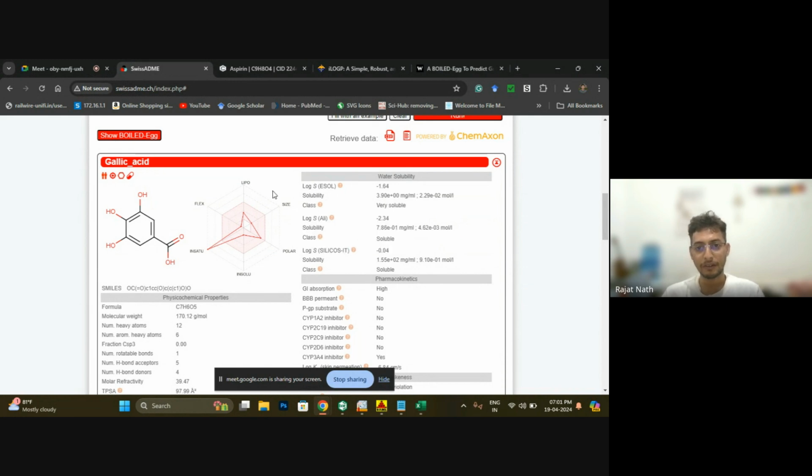According to the algorithm given by Ali, this compound is also showing soluble. According to the algorithm given by Silicos-IT, the compound is also showing water soluble. So from this result, we can say that our compound is water soluble.